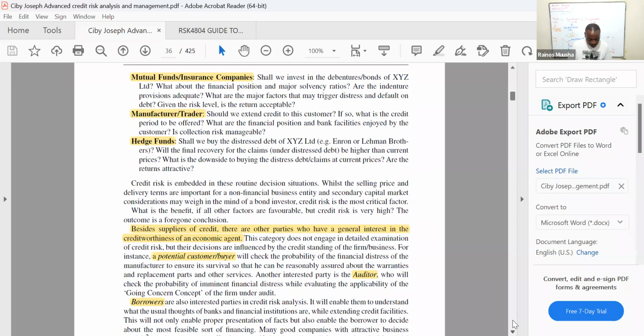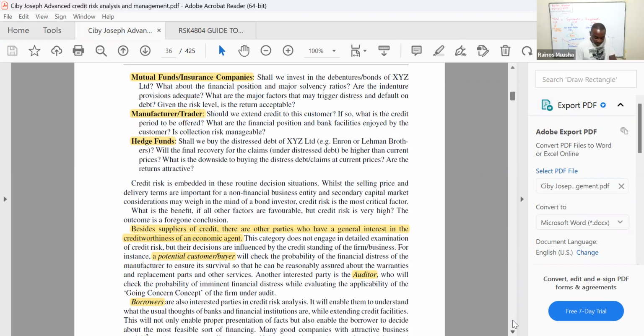Then for a manufacturer or trader, the question they need to address is: should we extend credit to the customer? And if so, what is the credit period to be offered? What are the financial position and bank facilities enjoyed by the customer? And is collection risk manageable? Those are some of the questions that the supplier of goods and services would be asking before they supply these goods and services to the customer.